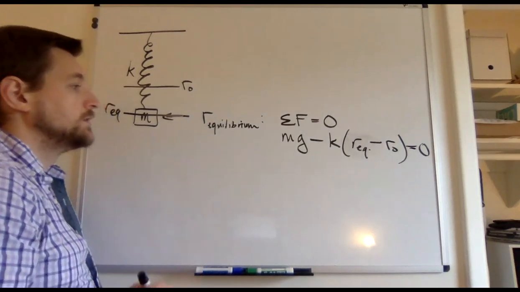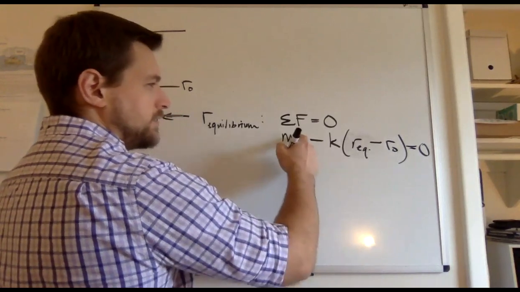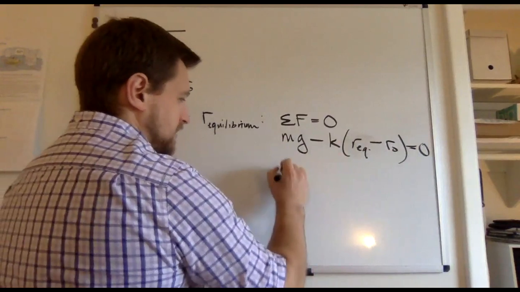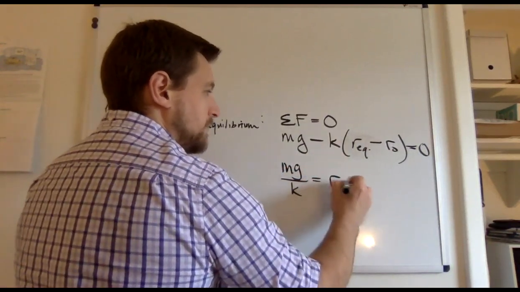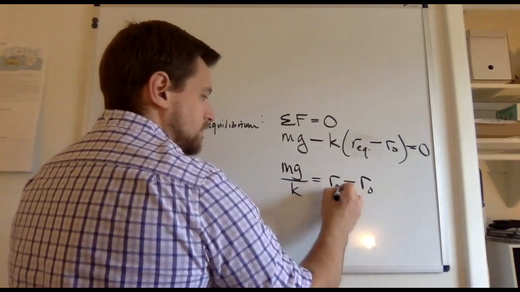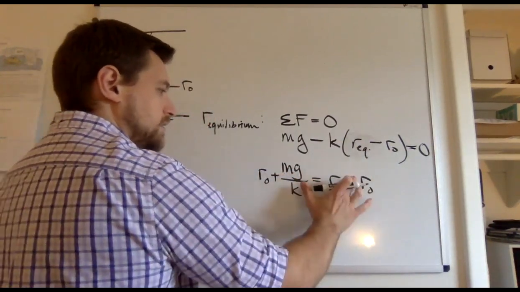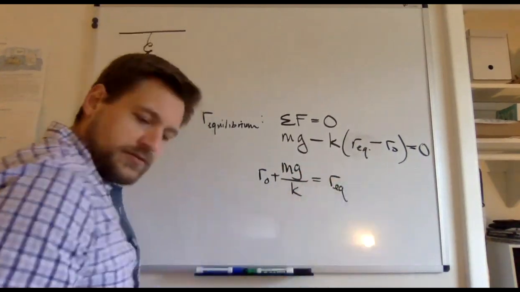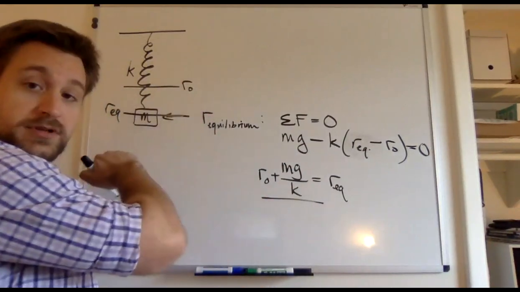Okay, that's fine, we can do that. So let's see, if we move that to the other side, divide by k, and mg over k, r minus r. And if we put r0 on the other side, then we've got an expression that is the equilibrium position.